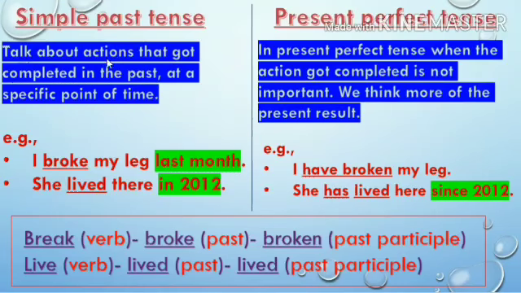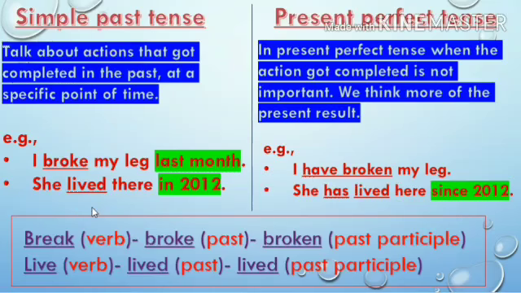Let's first see when we use simple past tense or how we use them. So simple past tense is used to talk about actions that got completed in the past at a specific point of time. Note these words, specific point of time. So the action that got completed in the past and we know when it completed. For example, I broke my leg last month. She lived there in 2012. Both these sentences are in simple past tense.